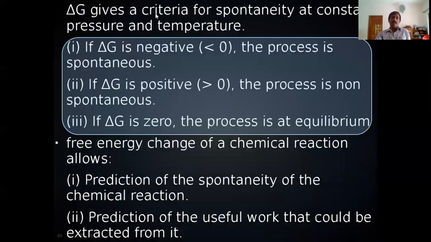So we can conclude all that we discussed here. If delta G is negative, the process is spontaneous. If delta G is positive, the process is non-spontaneous. If delta G is zero, the process is at equilibrium. Free energy change of a chemical reaction allows prediction of the spontaneity of the chemical reaction. If delta G is negative, that process is spontaneous. It also allows prediction of the useful work that could be extracted from it. Delta G is equal to minus W useful.